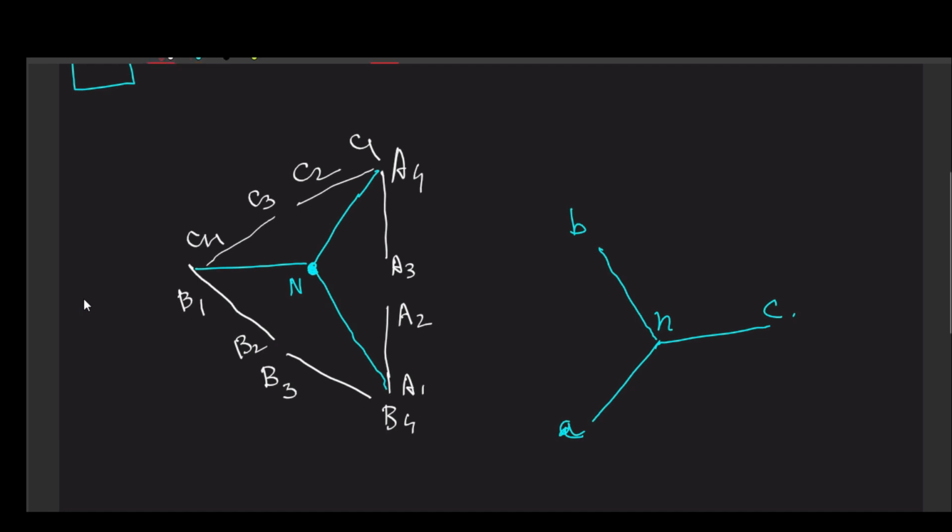First, let me draw the corresponding phasors here. They are A4, A3, A2, A1. Just a minute. Let me draw them here so we can easily use them as per our need.